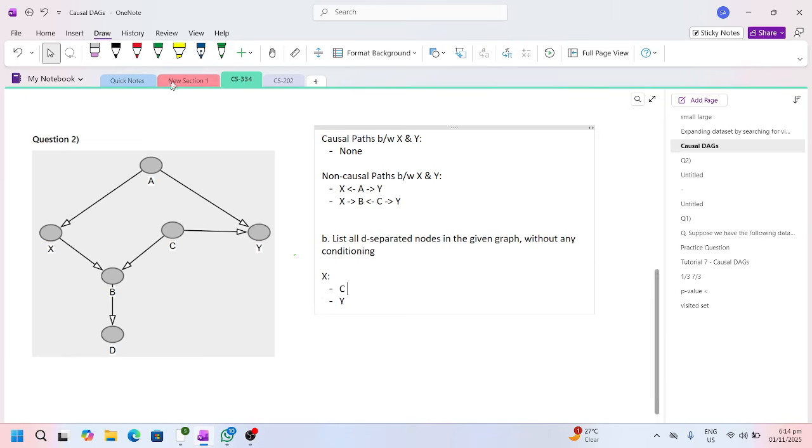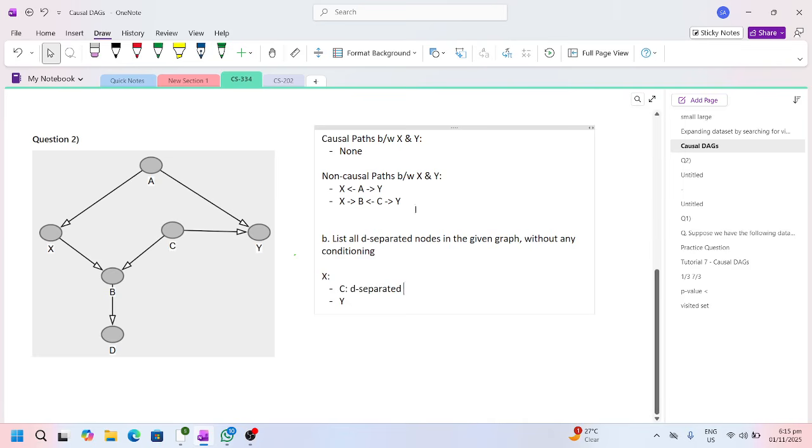So between X and C there is a path over here which is blocked because B is a collider in this path. Then there's another path between X and C over here, which is also blocked because Y is a collider over here. There are no further paths between X and C. So this means that they are d-separated.